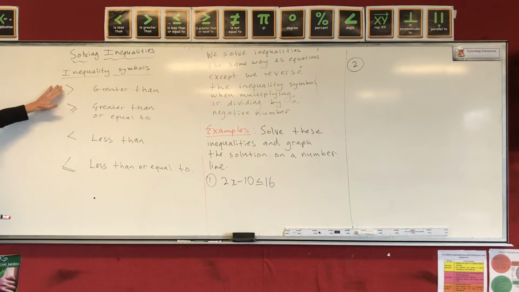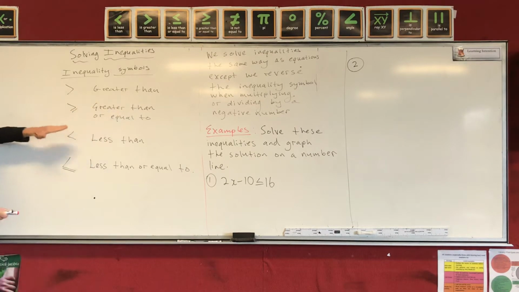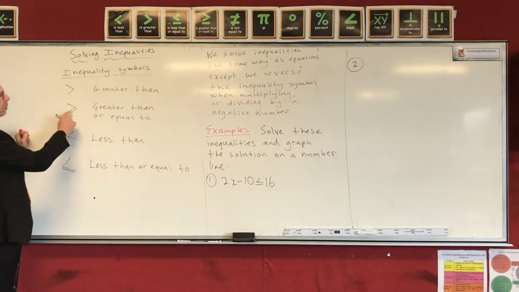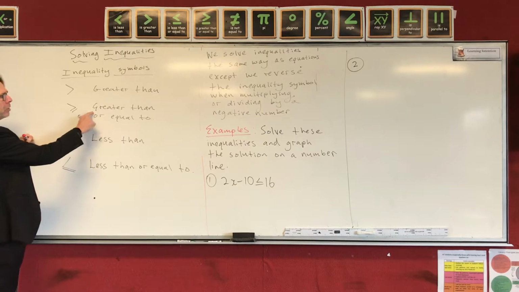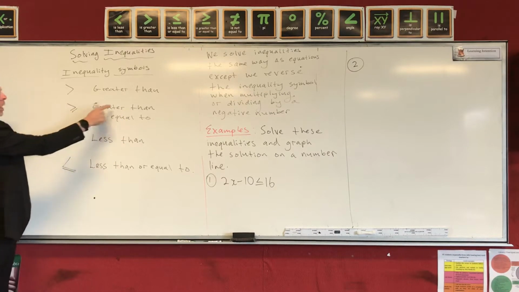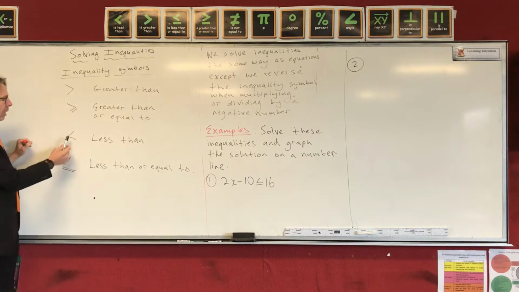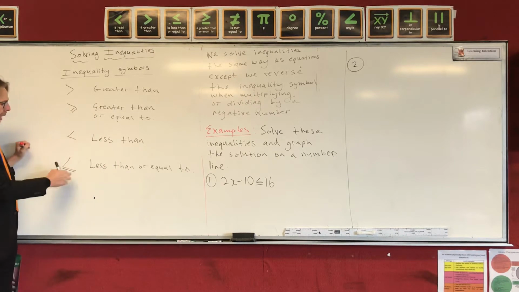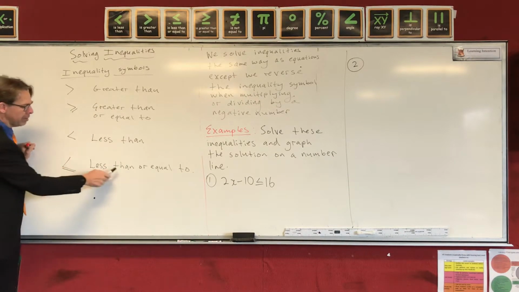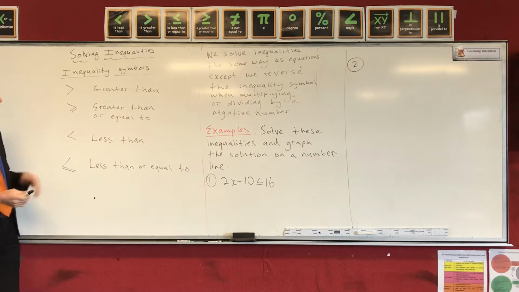So this is the greater than symbol. You've seen that before. Now this symbol here with the extra line is greater than or equal to. So that extra line means equal to. So greater than or equal to. This is the less than symbol, and this, the extra line, is the less than or equal to symbol. So you'll see these in the upcoming questions.